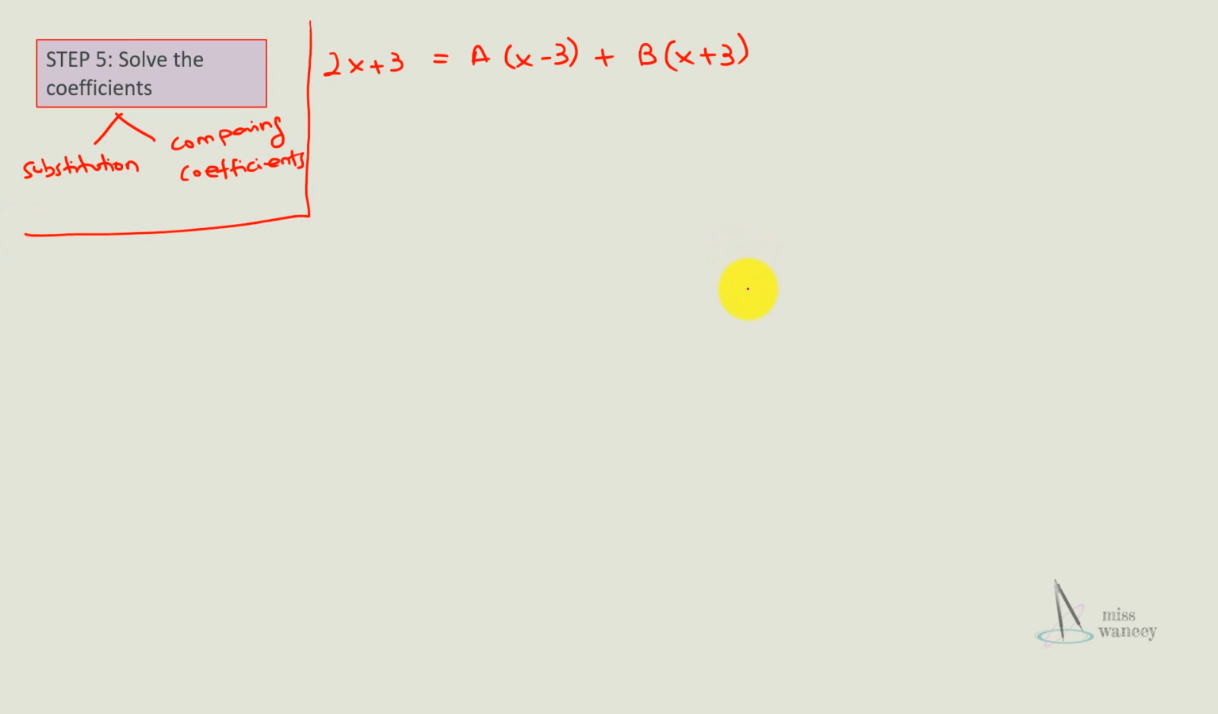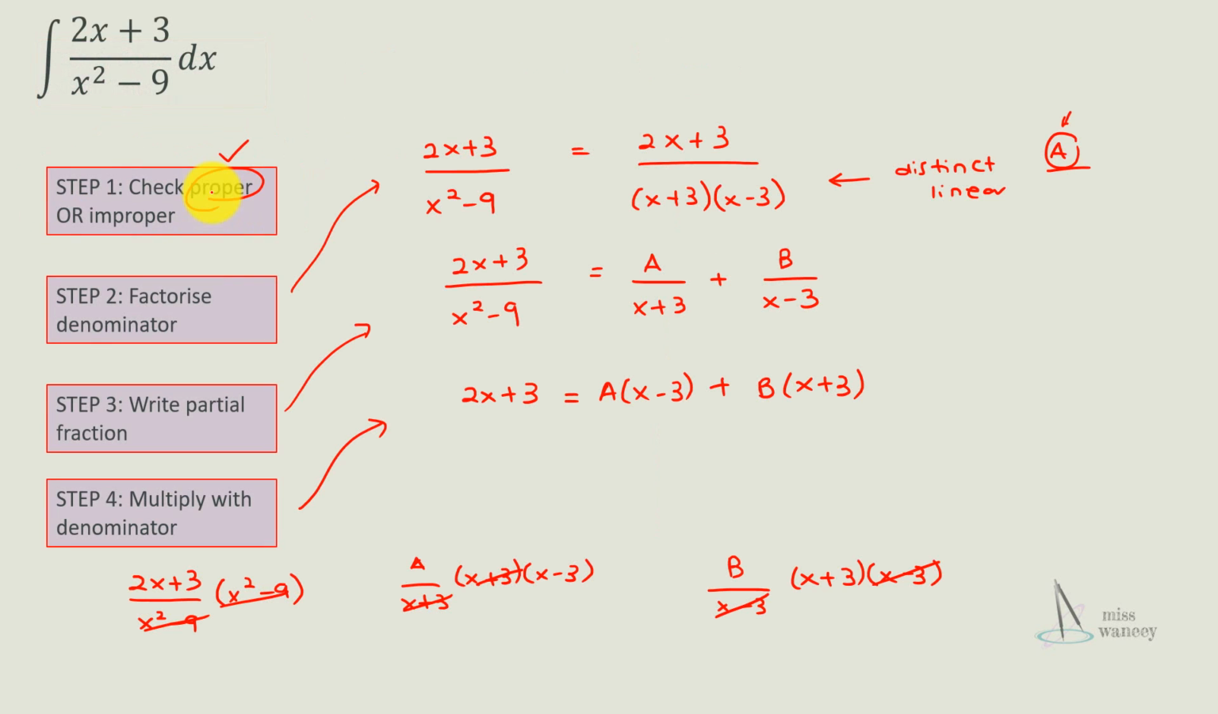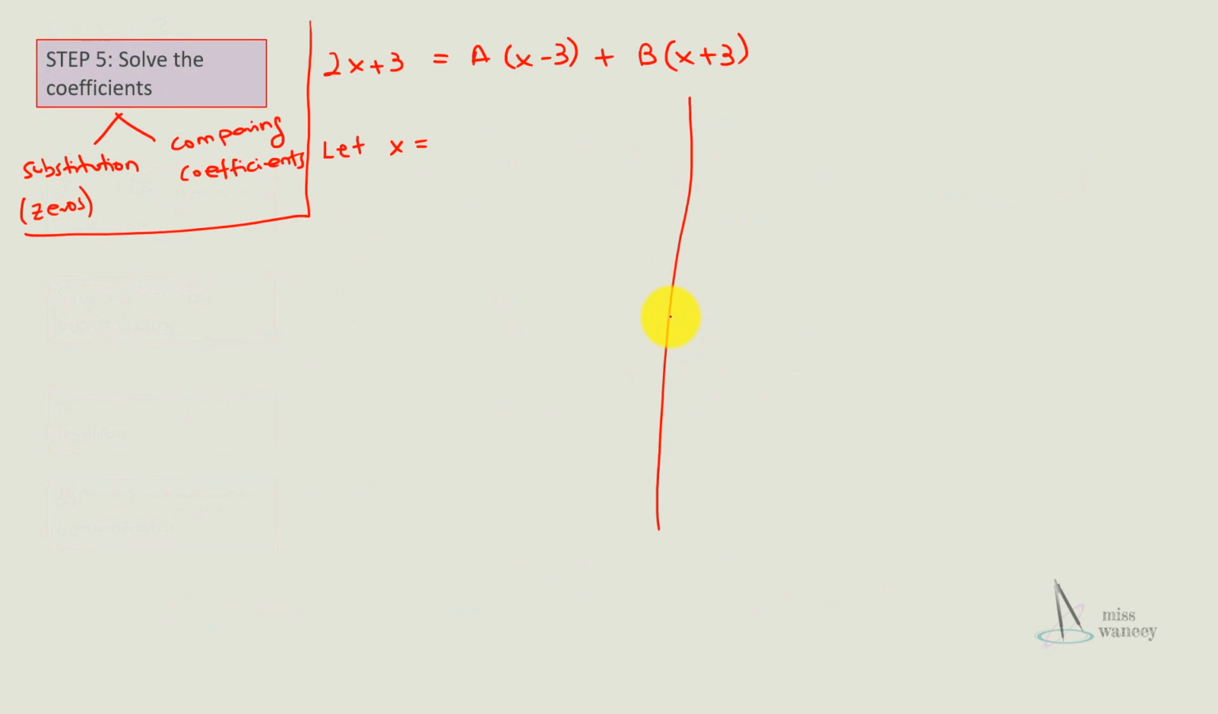So since this is the first example, let me do both of them for you first. Okay, so let me start by using substitution. If you are using substitution, do make sure you refer to your zeros. From the previous fraction, I can see that the zeros here are -3 and 3. So I'm going to substitute with -3 and 3.